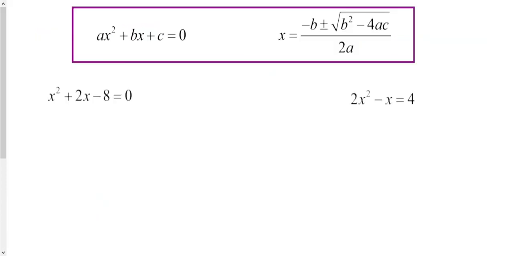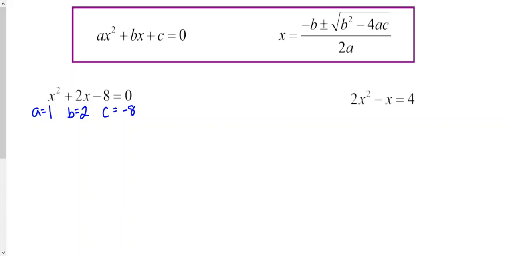All right, so let's go through some examples. At the top I have our standard form, which will always be given to you, and our quadratic formula. I'm going to start by labeling. A, in my first example, is the number in front of x squared. In this case, the number is 1 because we don't see it, but we still have an x. B is in front of x, which is positive 2. C is at the end, which is negative 8.